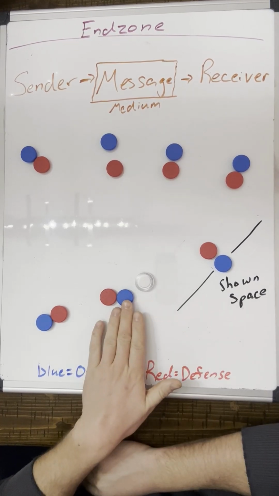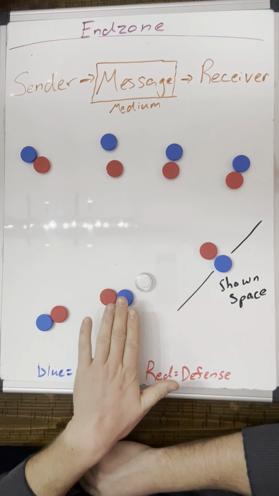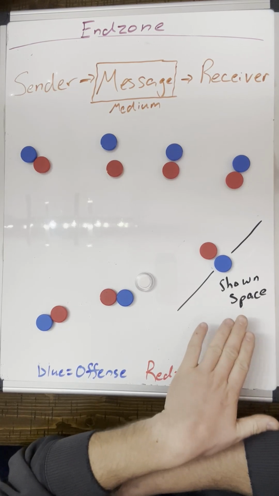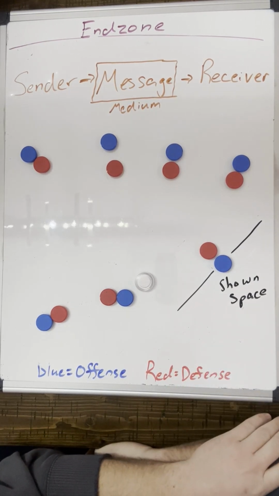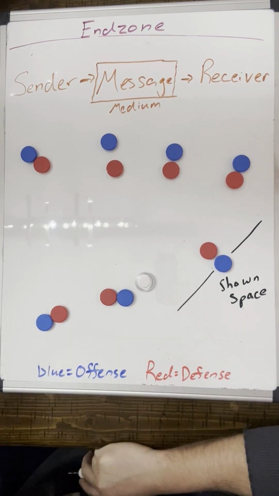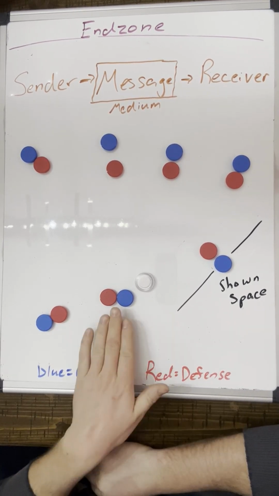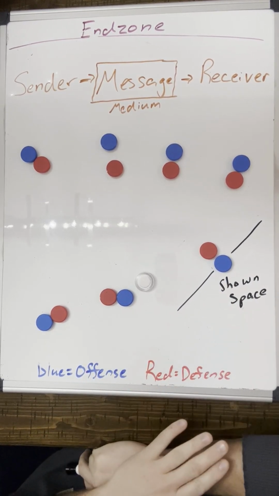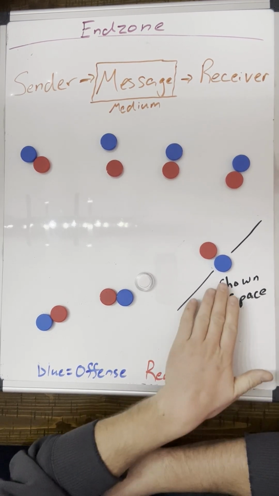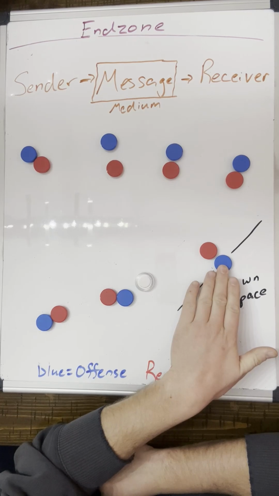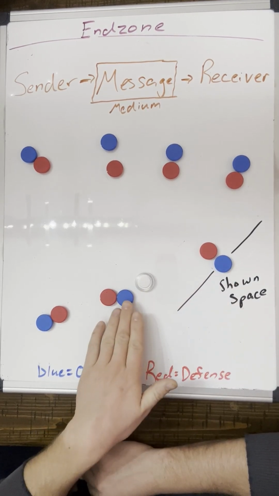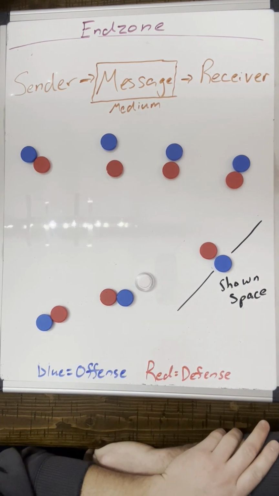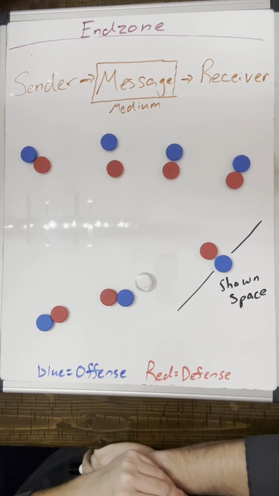Here, the sender is going to be the handler. And the message that they are sending is that they want a catch to be made back here in the shown space. And the medium, the way that they communicate this message, is going to be first by making eye contact and second by throwing the disc. The receiver is going to be this other handler here, and they must be looking at the primary handler or the active handler at all times such that they are ready to receive the message.